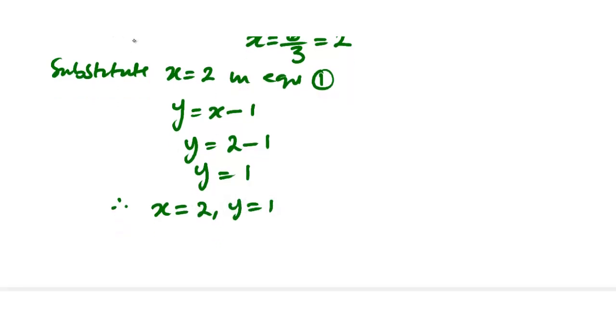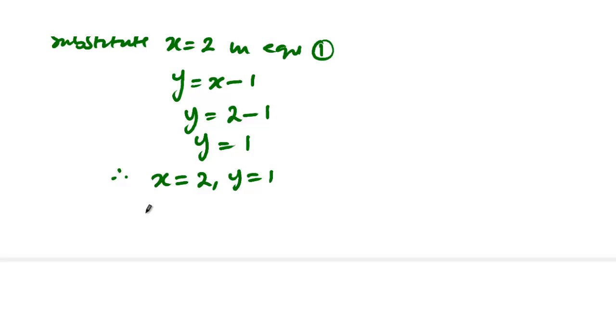So if we want to write it in coordinate form, we can say that (x, y) is equal to (2, 1). Because your answer could be presented in coordinate form. So that is the solution to that particular system of linear equation.